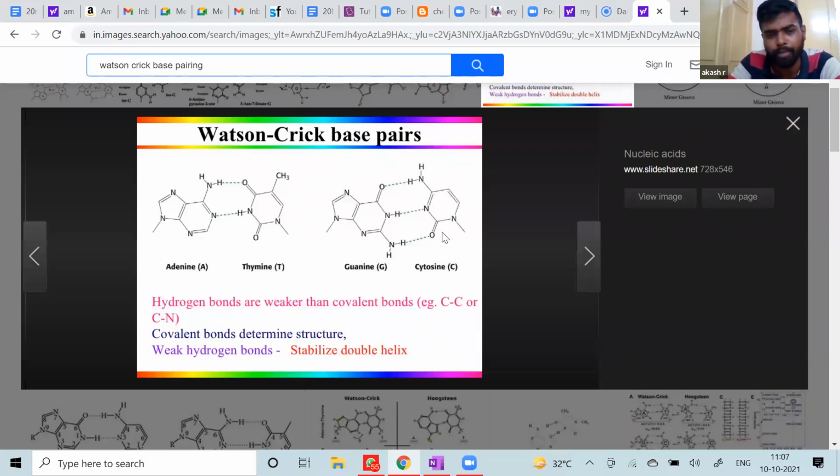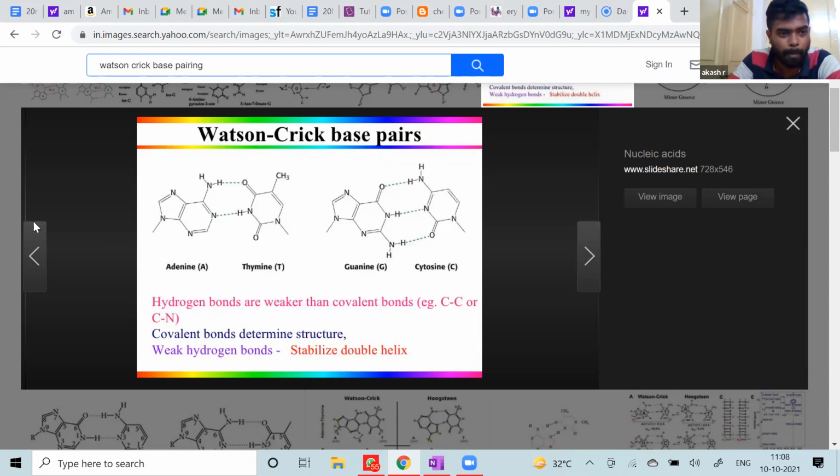I don't think that is important for you, but you can understand that because of this hydrogen bonding, this side will be one helix and this side will be another helix. So obviously they will interact. The 2 helixes will interact with the help of hydrogen bonding.